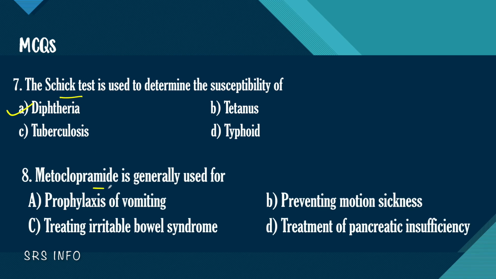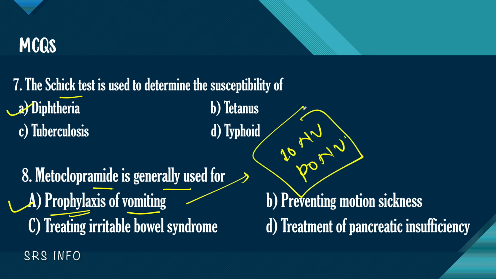Next, metoclopramide is generally used for what? Metoclopramide is generally used for the prophylaxis of vomiting. What is prophylaxis? Prophylaxis drugs are used to prevent the occurrence of that disease. Okay, so metoclopramide is such a prophylaxis drug for vomiting, especially during the surgery and after the surgery there is a tendency of vomiting. Okay, that condition can be prevented by metoclopramide. That is intra-operative nausea and vomiting and post-operative nausea and vomiting.